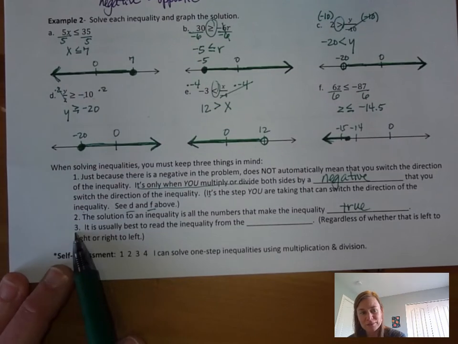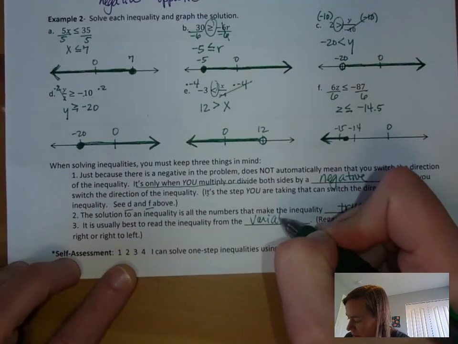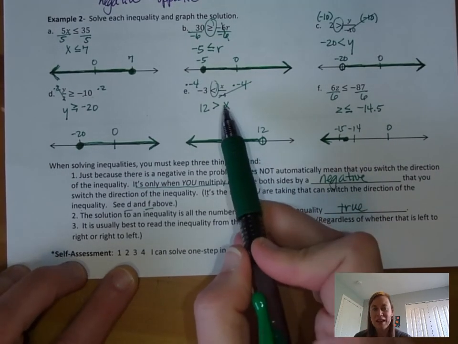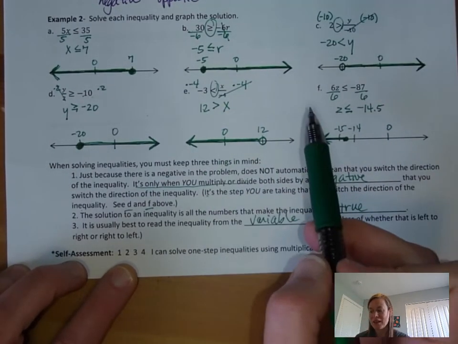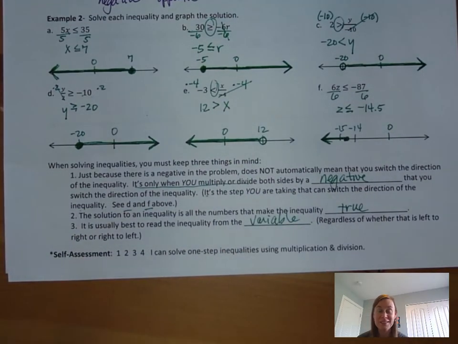Number 3, it is usually best to read the inequality from the variable. And that's just what we were talking about, like right here where I said the answers are less than 12, instead of saying 12 is bigger than the answers. Both are fine. You just got to do what's right for you, whatever makes sense to your brain, because none of us think exactly the same way.